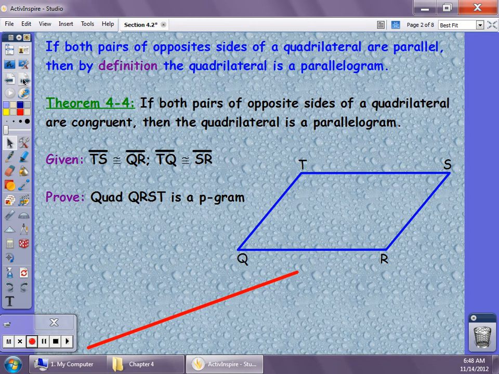Theorem 4-4 states if both pairs of opposite sides of a quadrilateral are congruent, then the quadrilateral is a parallelogram. So we want to try to prove that if we're given two pairs of opposite sides are congruent in a quadrilateral, that is enough information to prove that this quadrilateral is a parallelogram. So we're going to go ahead and try to prove this.